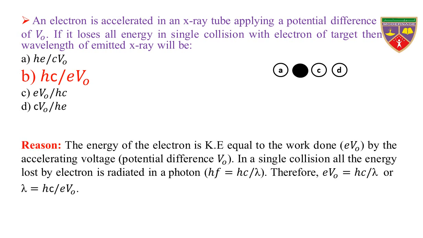Reason: the kinetic energy of the electron is equal to the work done, which is e into V0, by the accelerating potential difference V0. In a single collision, all the energy lost by the electron is radiated in a photon, which is hf, equal to hc divided by lambda. Therefore, eV0 is equal to hc divided by lambda, or lambda is equal to hc divided by eV0. Hence, the wavelength of emitted X-rays will be hc divided by eV0.